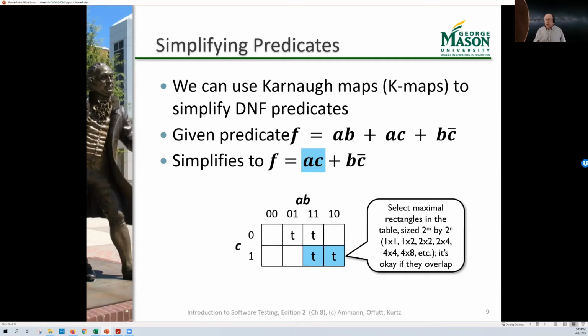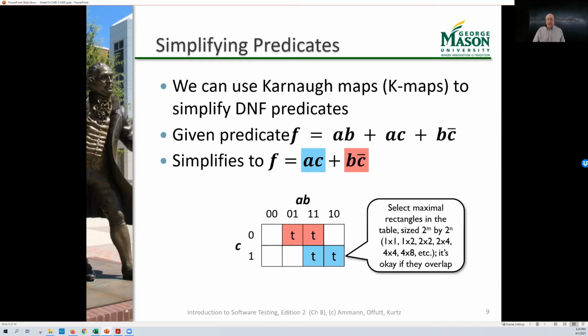And so what does that map to as far as the predicate goes? What does that mean as a term? Well, I can see that for the cells that are blue, A is always true and C is always true. So the term that matches that rectangle is AC. And if I look at the remaining cells, these red ones, okay, I can see here that B is always true and C is always false. So those cells can be represented by B not C. And that's how we've simplified AB or AC or B not C into AC or B not C. So we dropped out AB.